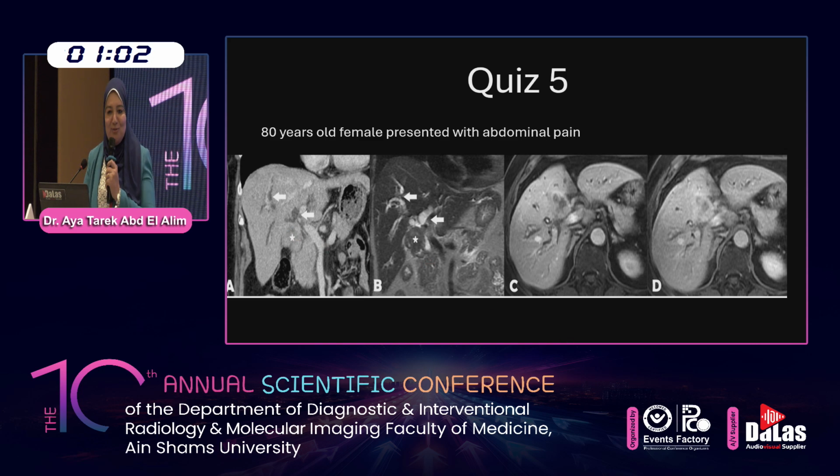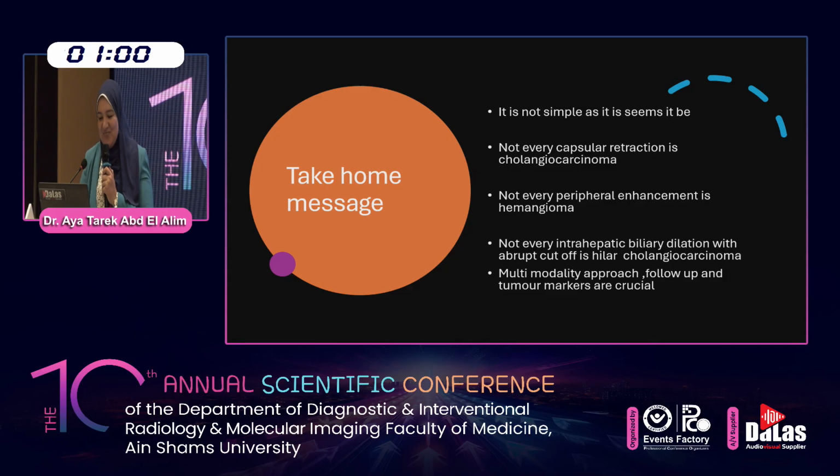My take-home message is that it's not as simple as it seems. Everything in radiology looks the same, so we must depend on other criteria like capsular traction, and please, not every capsular traction is cholangiocarcinoma. Not every prominent peripheral enhancement is hemangioma. And not every intrahepatic dilatation with cut-off is hilar cholangiocarcinoma. A multimodality approach is our clue, and follow up with tumor markers. Thank you.